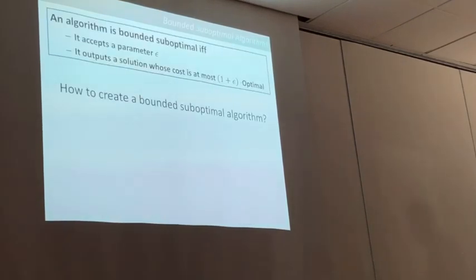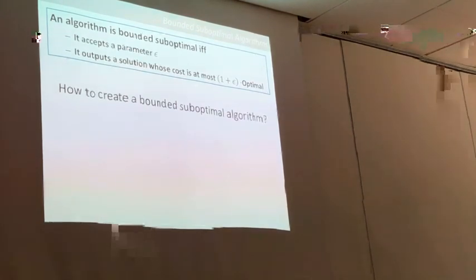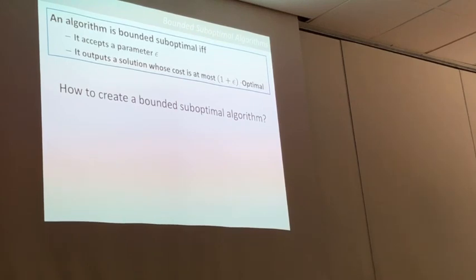So very quickly, in the search literature, there is this notion of bounded suboptimal algorithms. In other literature, it's called approximation algorithms. The idea is that you have some factor, which is the amount of suboptimality that you're willing to tolerate. In this case, it's called epsilon. And we want an algorithm that outputs a solution that is at most 1 plus epsilon times the optimal solution. You don't need to know what the optimal solution is, but you want this guarantee. Epsilon is some user-defined parameter: high epsilon means I'm not close to optimal, but I'll be very fast, and low epsilon means I will be close to optimal, but it's slower. And the question that I'm posing is how to create a bounded suboptimal multi-agent pathfinding algorithm.